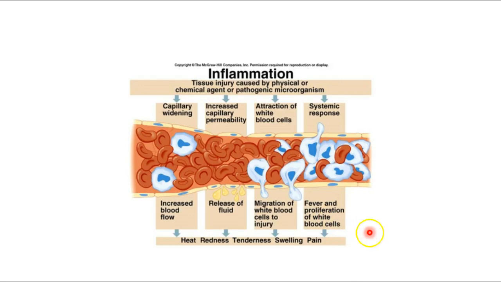And then a systemic response, there'll be a fever, a proliferation of white blood cells. You're actually going to generate more white blood cells in response to this inflammatory event. And that leads to the 5 cardinal signs of inflammation: heat, redness, tenderness, swelling, and pain. So again, these are a response to inflammation. These are because of inflammation. This is not the virus causing heat, redness, tenderness, swelling, pain. It's not the bacterium causing them. It's your body's response to that thing that is causing the inflammation and those 5 cardinal signs.